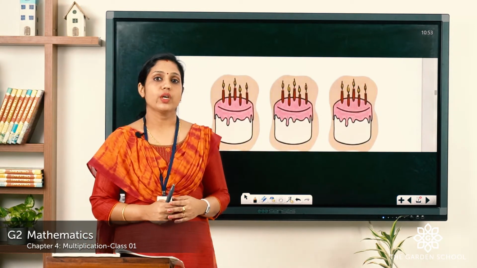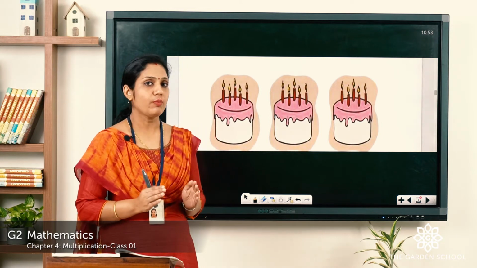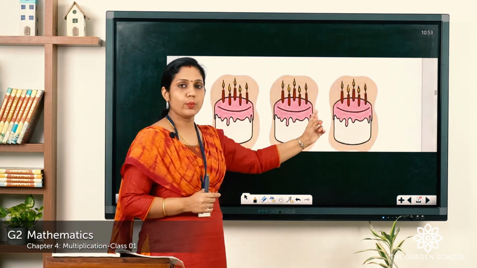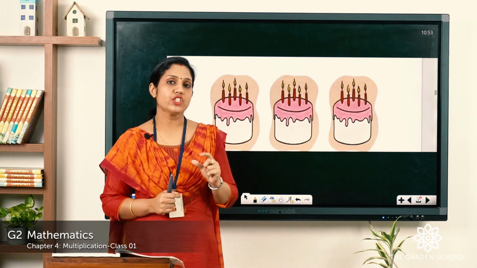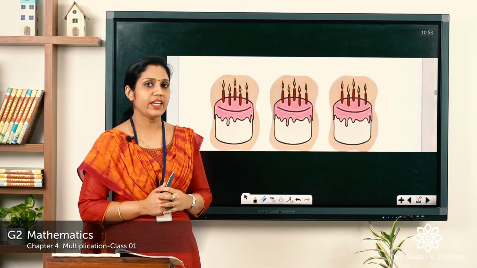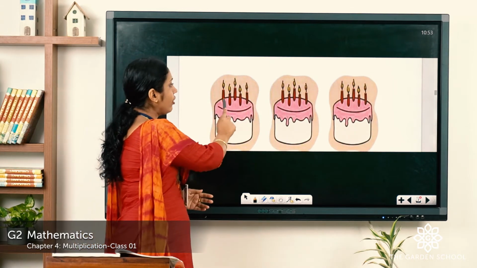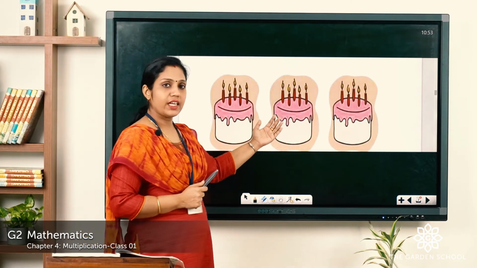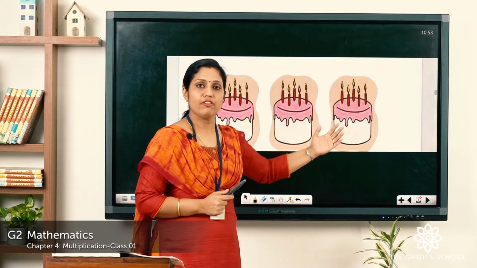Here in this picture, you can see 3 cakes. So how many? We can group them into 3. First group, second group, third group. And on each cake, you can see some candles. How many candles? You can see 5 candles. So on the first cake, 5. Second cake, 5 candles. Third cake, 5 candles.